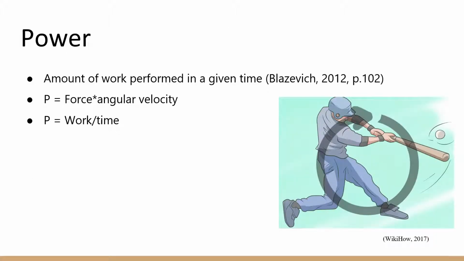The second concept we'll be discussing is power. Power is the amount of work performed in a given time. Power is calculated by multiplying angular velocity by the force. Power is also defined as work over time. Therefore, the faster the velocity, the greater the power. The more angular velocity the body has, the more force will be produced, which can be translated to the bat via the kinetic chain.